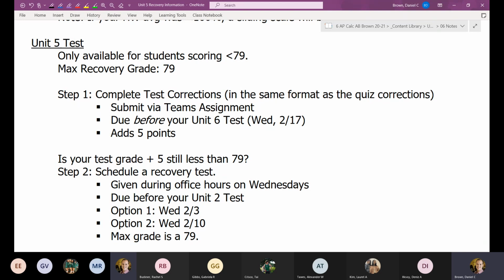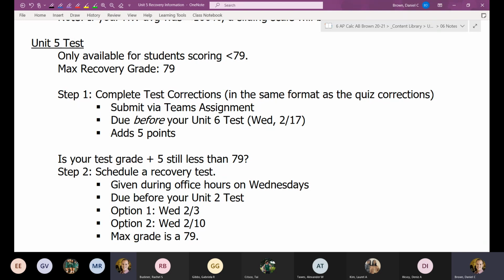First thing you can do to improve your test grade, you can do test corrections in the same format as quiz corrections, so like the part A, B, and C. You can do them on paper and upload the picture in Teams. If you're in person, I have a red tray you can put corrections in. Basically that would add 5 points to your test grade, capping it at a 79. So for many of you in the mid to upper 70s, just do the corrections and you have your 79. Or maybe you just have a 65 and you just want to get a passing grade. That will give you a 70.